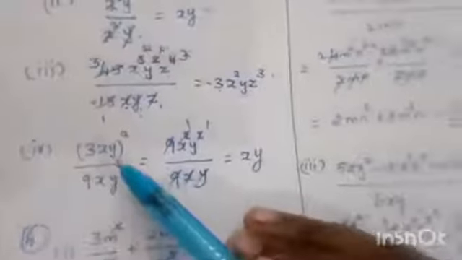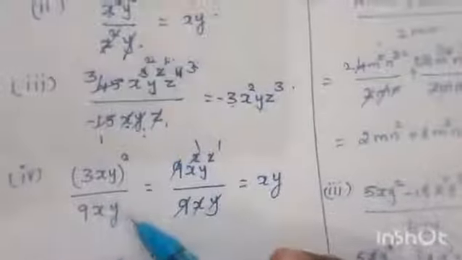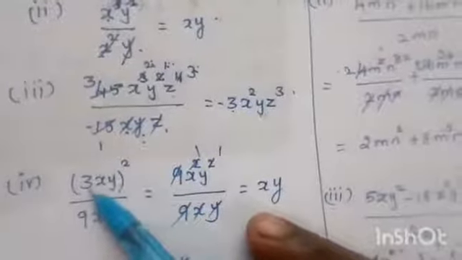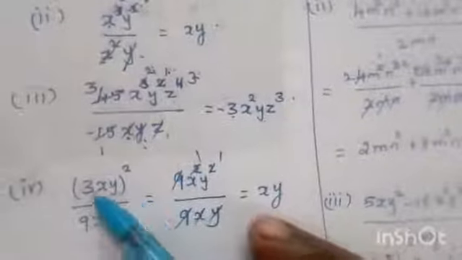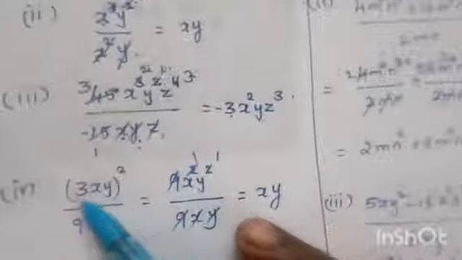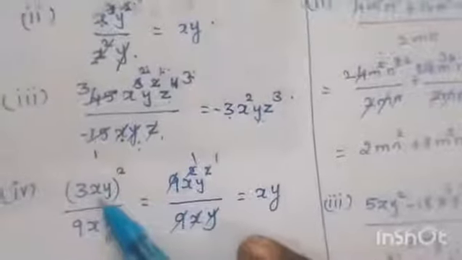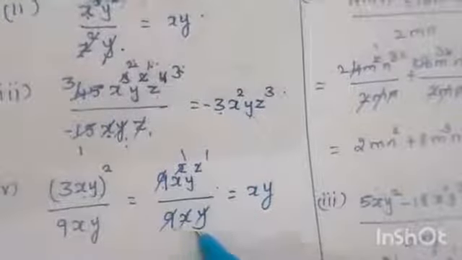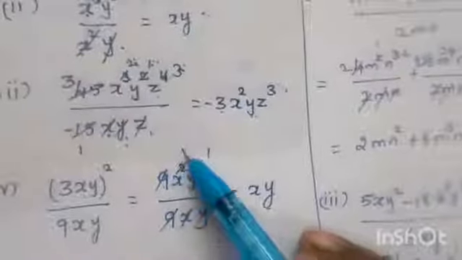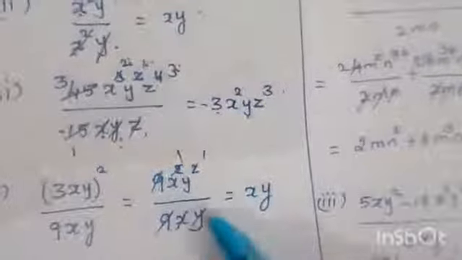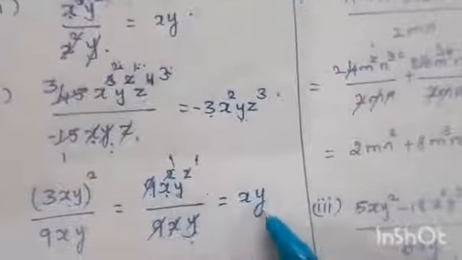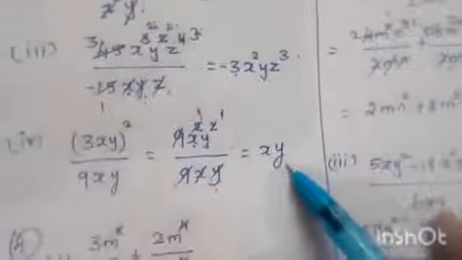Fourth question, divide (3xy) whole square by 9xy. Whole square means the square is common for these terms: 3 square, x square, y square. 3 square value is 9. So 9x square y square divided by 9xy. 9 cancels. For x, 1 time cancelled, 1 is remaining. For y, 1 time cancelled, so 1 is remaining. So the remaining is xy.